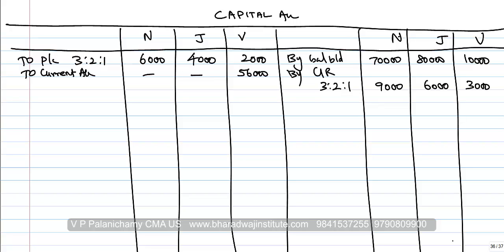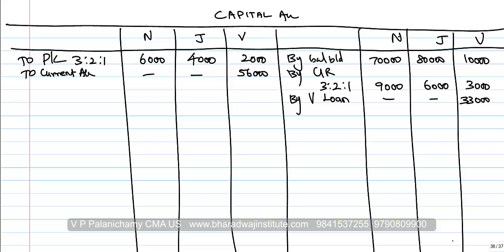Then by Veera's loan, how much? 33,000. Then any other thing like P&L account? No. Reserve fund? Nothing. P&L account is there? That is there on the debit side, assets. So it's a loss. To P&L, we have already done 3:2:1 ratio.